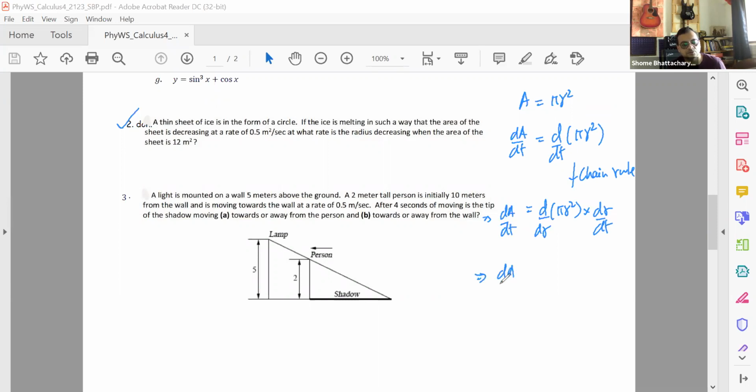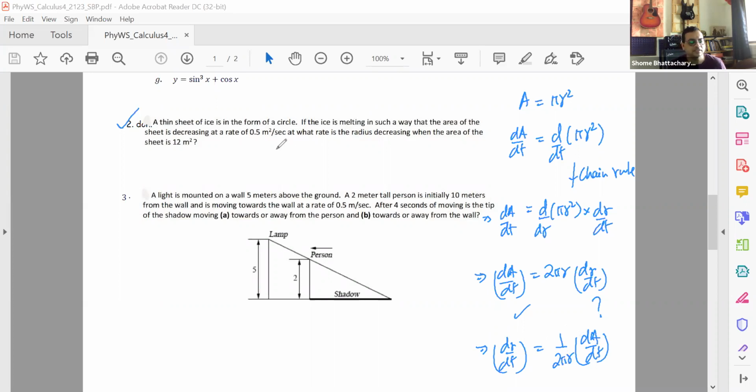So this will give you this relation, dA by dt is 2 pi r into dr by dt. The thing is, now this is the unknown, this is the given quantity. So the unknown quantity will have to be expressed like this. And now we'll also have to substitute the instantaneous value of r. So when area is equal to 12 meters square, that means r is equal to square root of 12 by pi in meters.